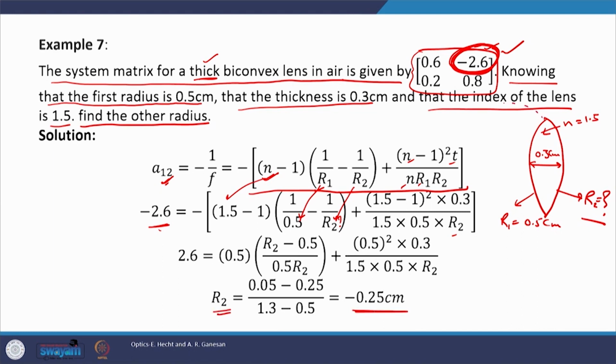Which is correct here. If you make a circle here, the sphere would be on the left hand side of the refracting surface. Therefore, the minus sign is correct here. The radius of curvature should be equal to minus 0.25.